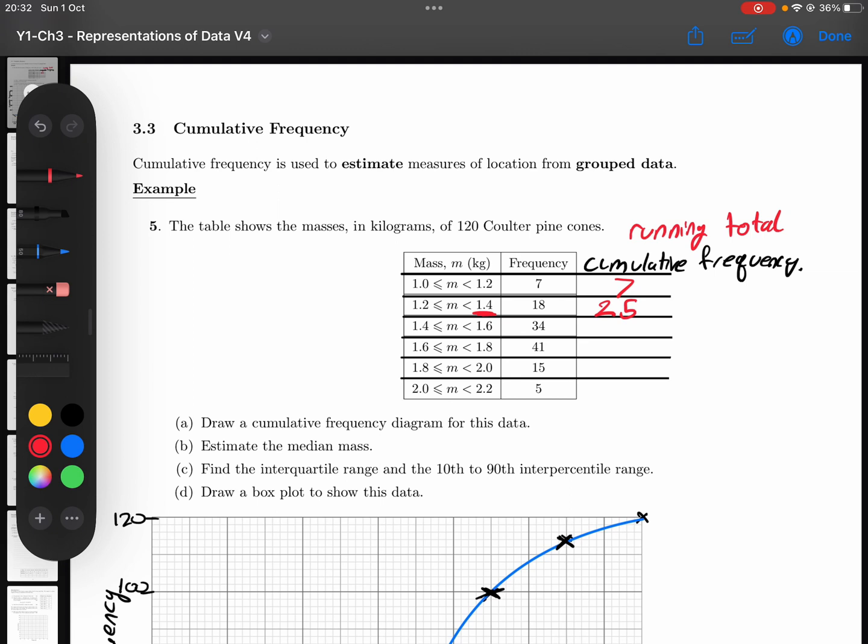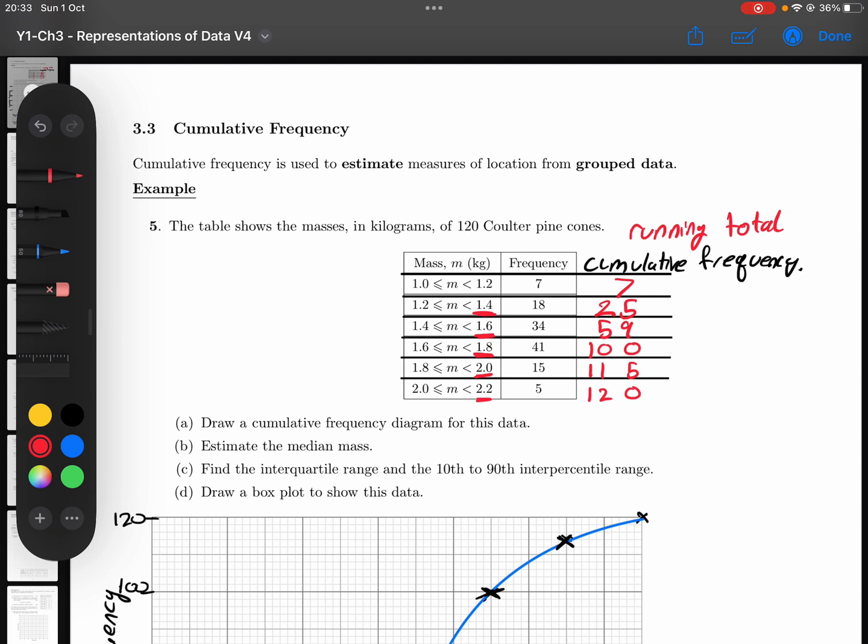In a similar way, we can do the cumulative frequency for each of those classes. How many have a mass less than 1.6? Well, we add 34 to the previous total to get 59. How many have a mass of less than 1.8? Add 41 to get a total of 100. Similarly, for a mass less than 2.0 kilograms, we have 115 pine cones. And lastly, we have 120.